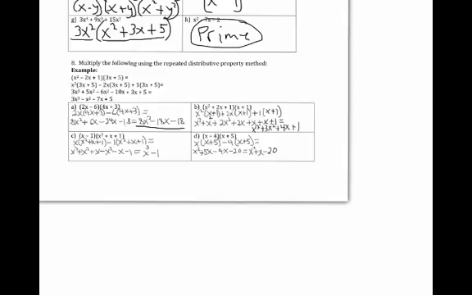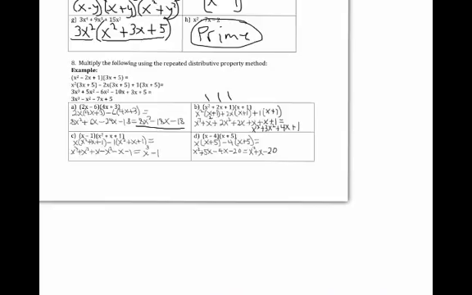Similarly, for B, we're going to have each of the three terms in the first parentheses multiplied separately by (x plus 1). So we have x squared times (x plus 1), 2x times (x plus 1), and 1 times (x plus 1). We then go through, multiply it all out, combine like terms, and we end up with x cubed plus 3x squared plus 4x plus 1.